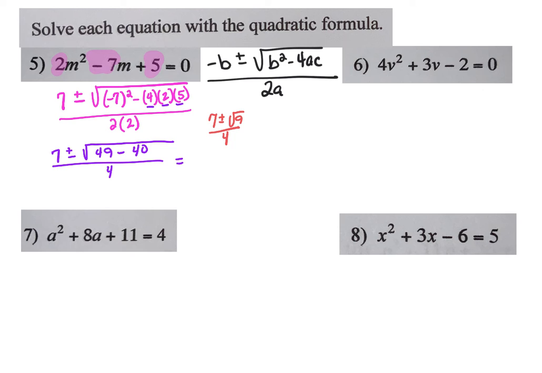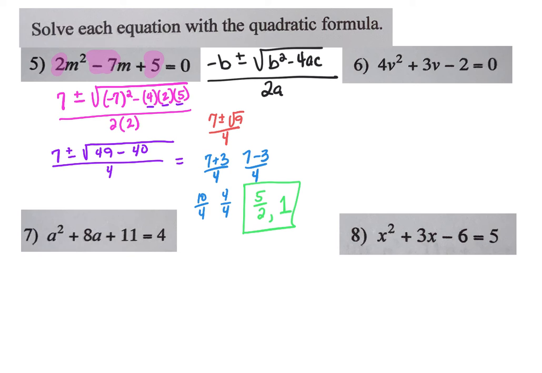Does 9 have a perfect root? Yes, it does. What is the perfect root? 3. So I have 7 plus 3 over 4. 7 minus 3 over 4. What is 7 plus 3? 10. So I end up with 10/4, which I will reduce. 7 minus 3, 4/4, which I will reduce. All right, so 10/4, what can go into 10 and 4? 2. So I have 5/2. 4 divided by 4 is 1. All right, those are my answers, 5/2 and 1.